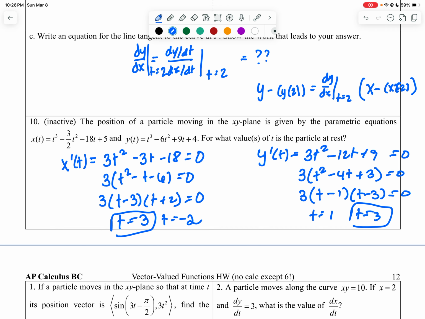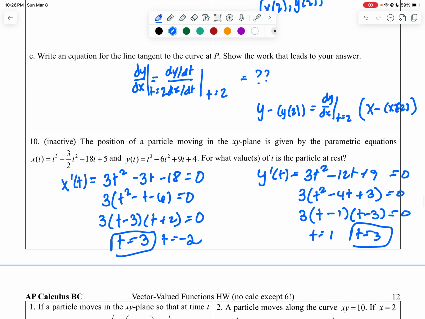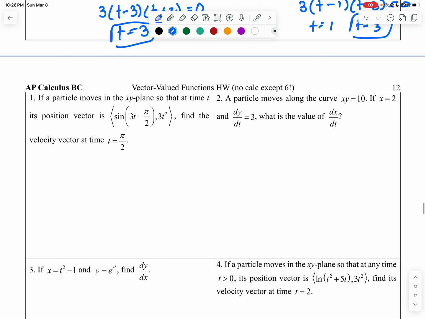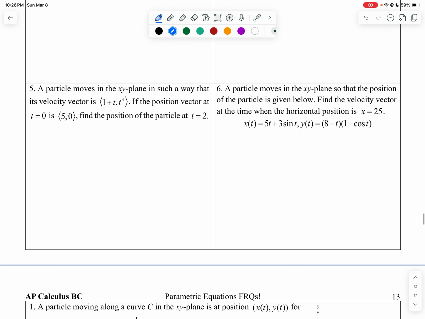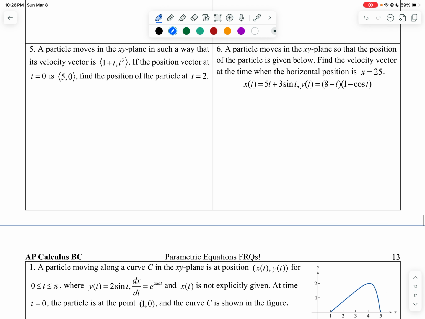All right. Hopefully that helped in terms of these last 2 pages in the packet for 10 and 11. And then you'll do page 12 for homework, and then we will start FRQs.